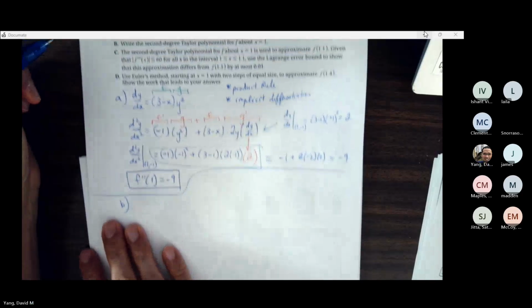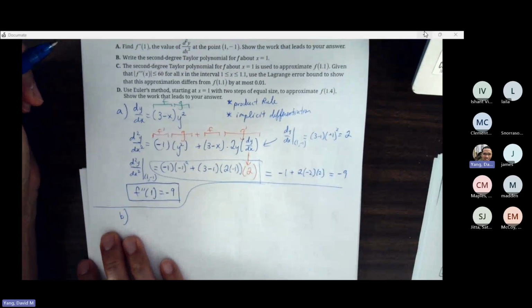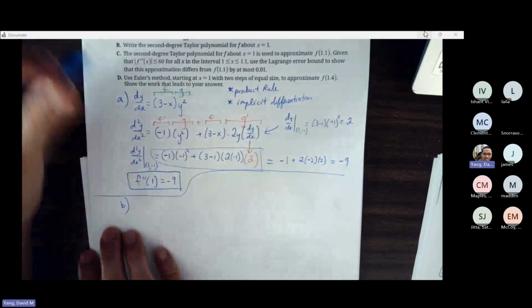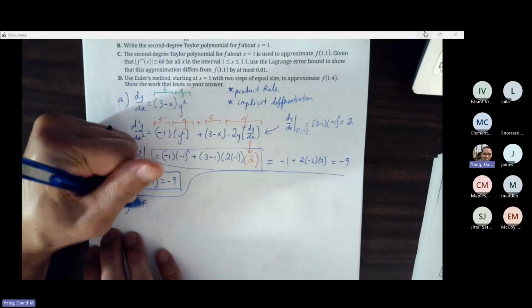Part B, write the second degree Taylor polynomial for f about x equals 1. So think about your Taylor polynomial formula.